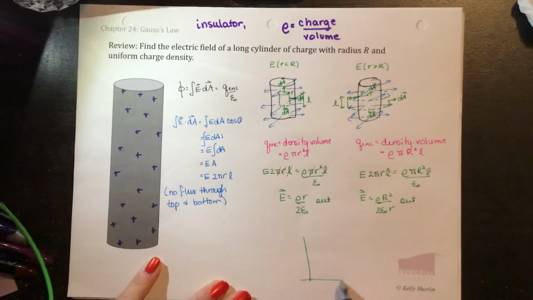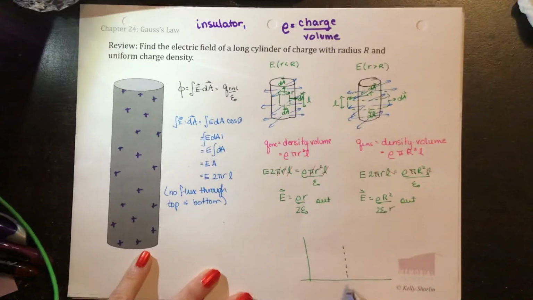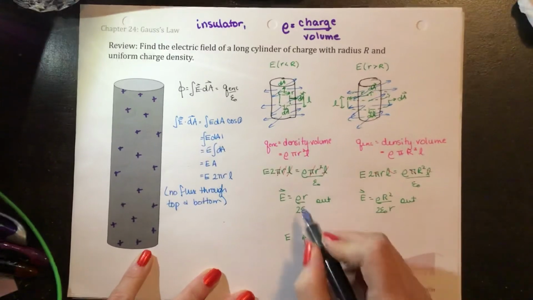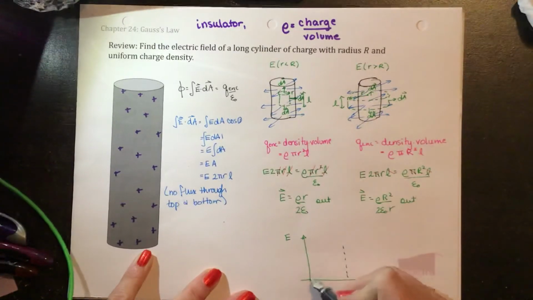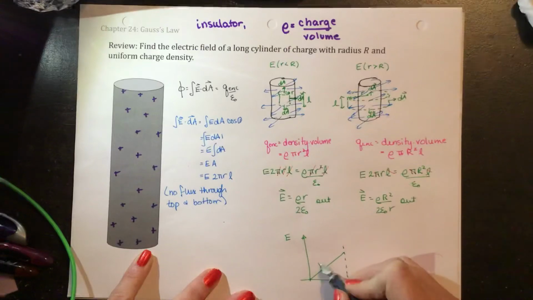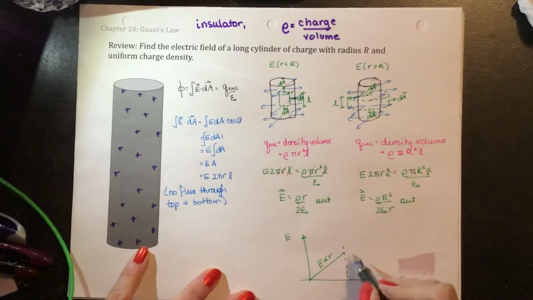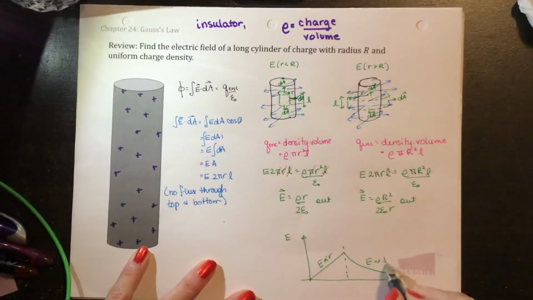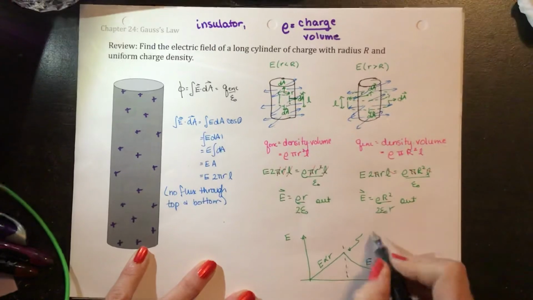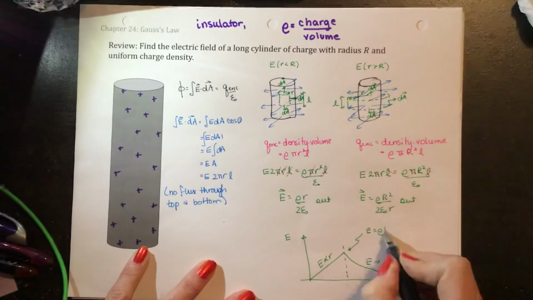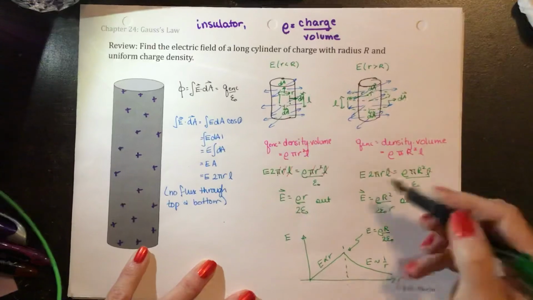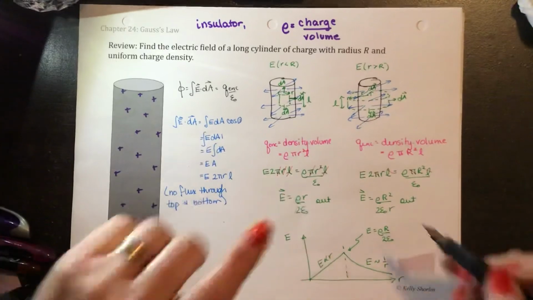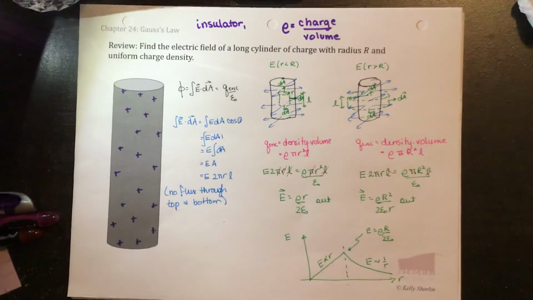Just like we did with the sphere, we can draw a graph if we wish. So this axis is distance from the center, this axis is the electric field. Inside the cylinder, the field is proportional to the distance from the center, so that's linear. Outside it falls off as 1 over r, which is not as steep as 1 over r squared. And at the surface, the maximum value is E equals rho times R over 2 epsilon naught. And we get the same answer when we plug in r equals R, no matter which equation we use. Okay, that's our insulating cylinder.